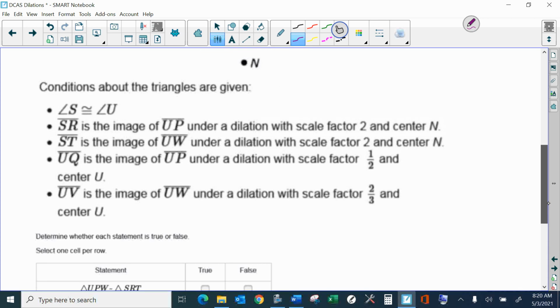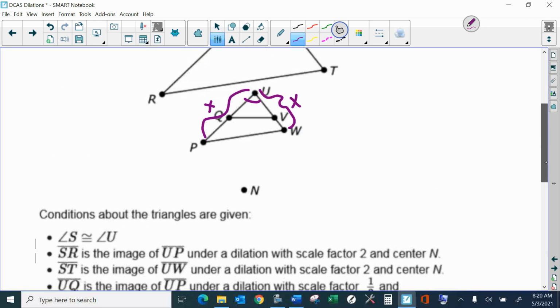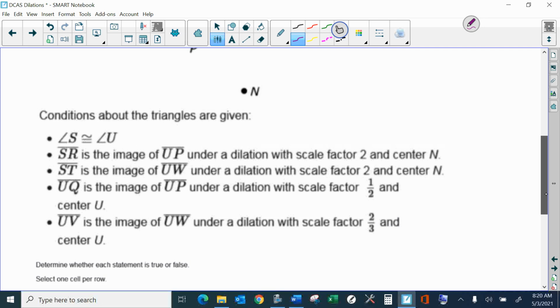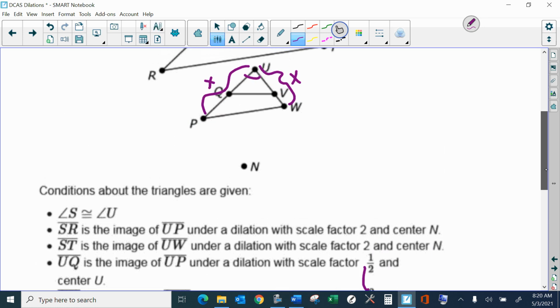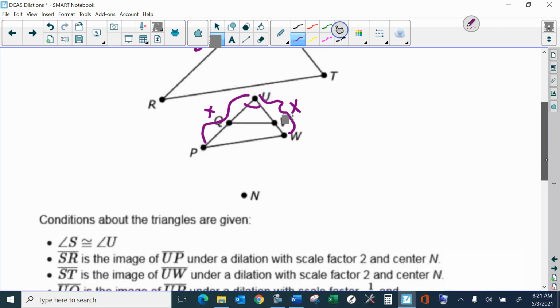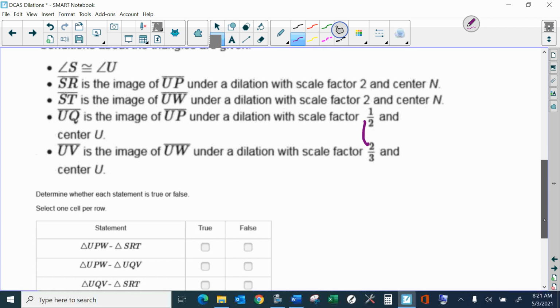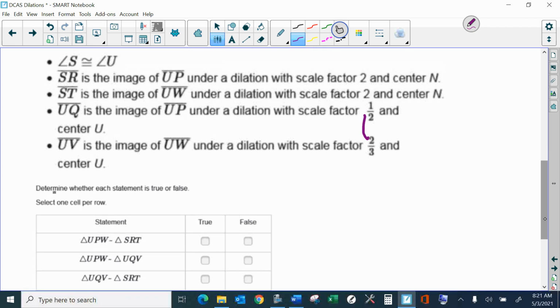Okay. UQ is the image of UP under dilation of 1/2. Well, so these are not going to be similar because their scale factors are different. Okay. So those are not going to be similar there. We only have UPW is similar to SRT, for example. UPW, SRT. Determine whether they're similar.